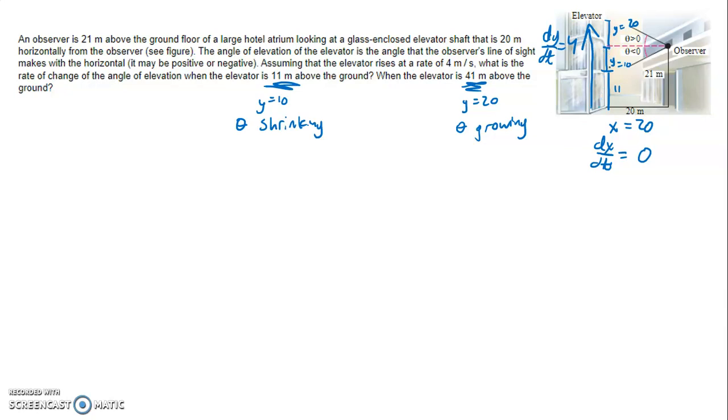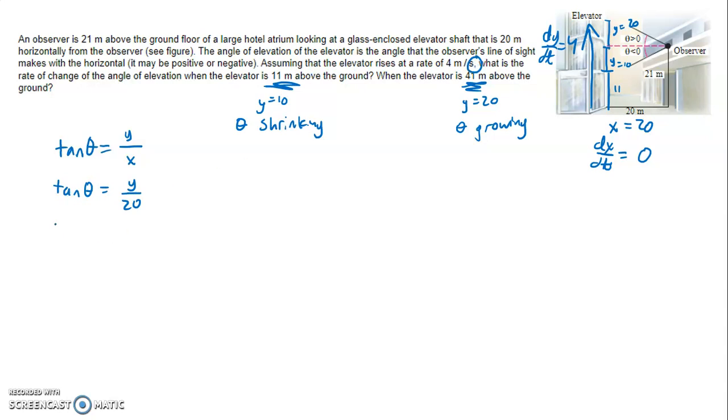Since we have information about the opposite and the adjacent side to theta, then we're going to want to use tangent. So tangent of theta would be y over x, not x over y. So we want to do opposite over adjacent, so y over x. And x is a constant, so I want to just plug that in right off the bat. So y over 20. Now we can take the derivative.